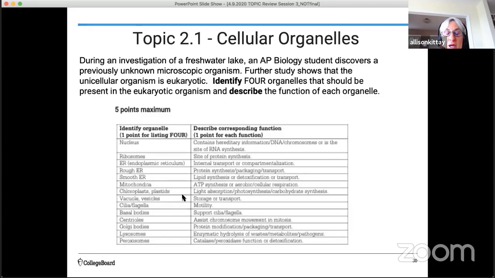Golgi bodies, which again are the packaging plant. They modify proteins, package and transport these modified proteins. Lysosomes, we mentioned, contain hydrolytic enzymes and break down any waste products, metabolites, or pathogens. And then an organelle we did not mention is a peroxisome, which is involved in detoxification of specific reactions that produce hydrogen peroxide, which is toxic to cells. So hopefully you were able to list at least 4 organelles and describe the function of each of those.